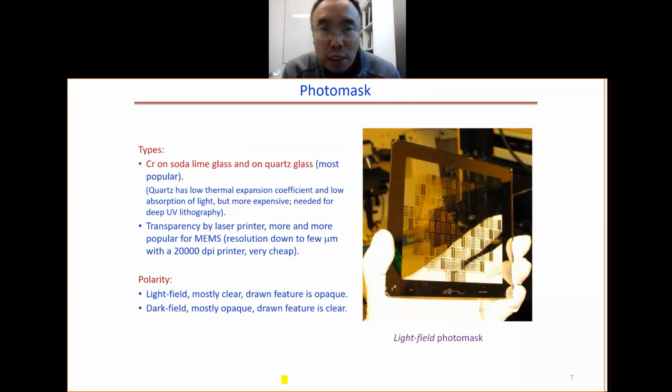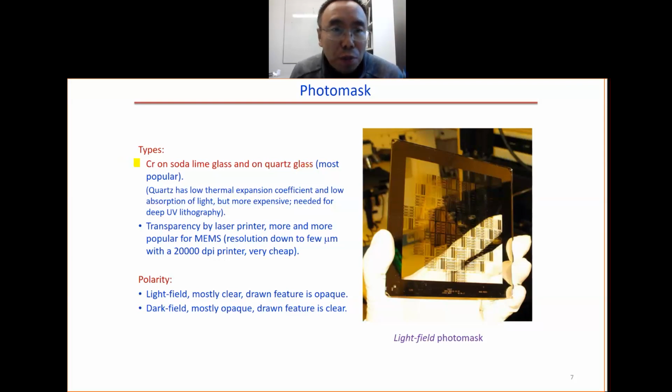So now let's look at the photomask. For the photomask, we need some areas to be transparent and the other areas to be opaque. Normally it is made of chrome on top of soda lime glass or on quartz. Soda lime glass is cheaper than quartz, but quartz has lower thermal expansion, so quartz is used for IC manufacturing.